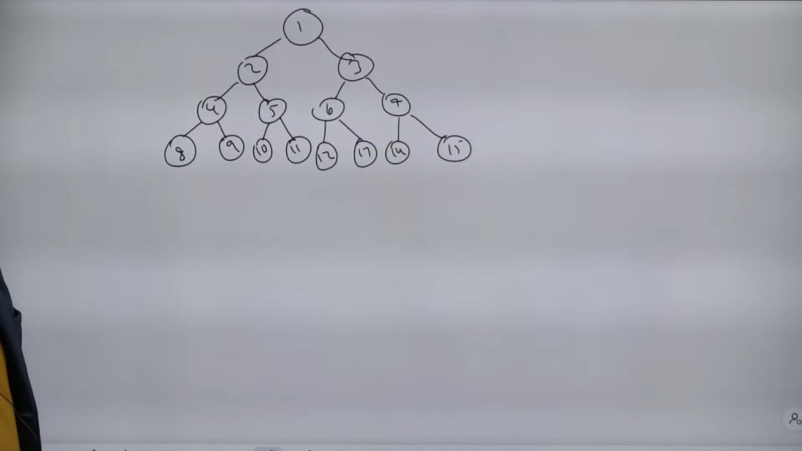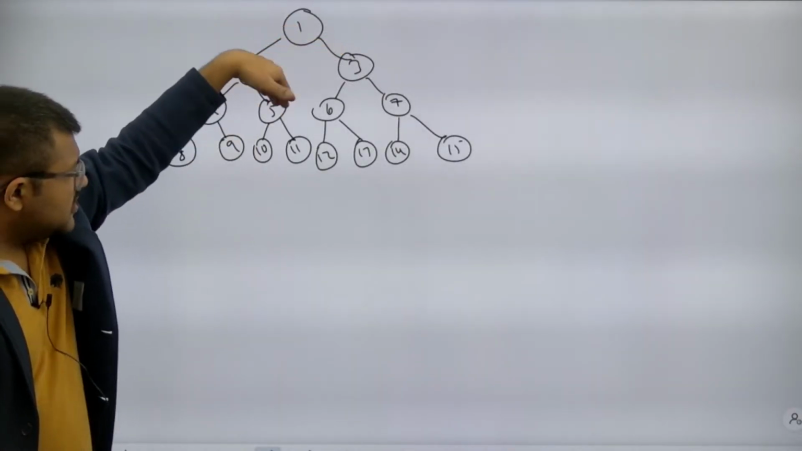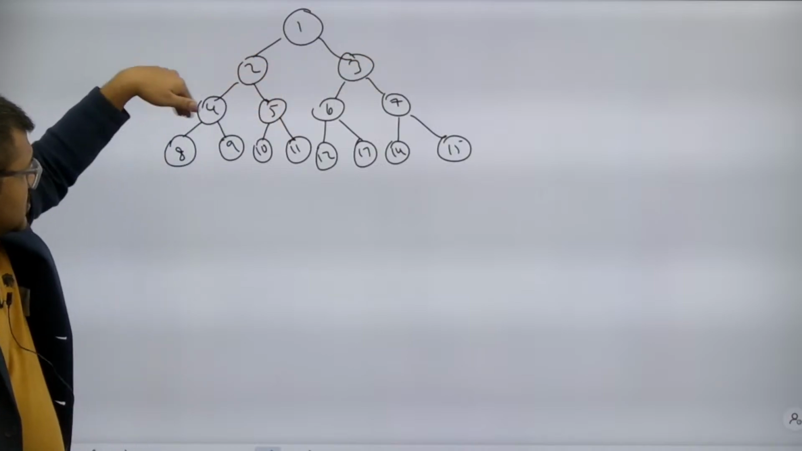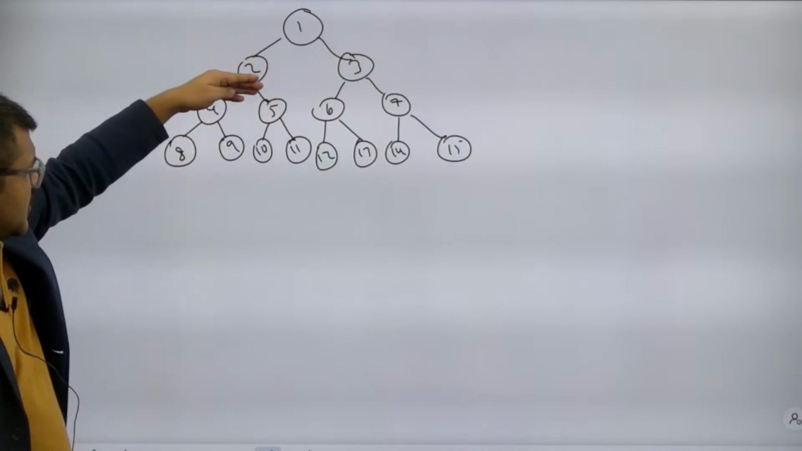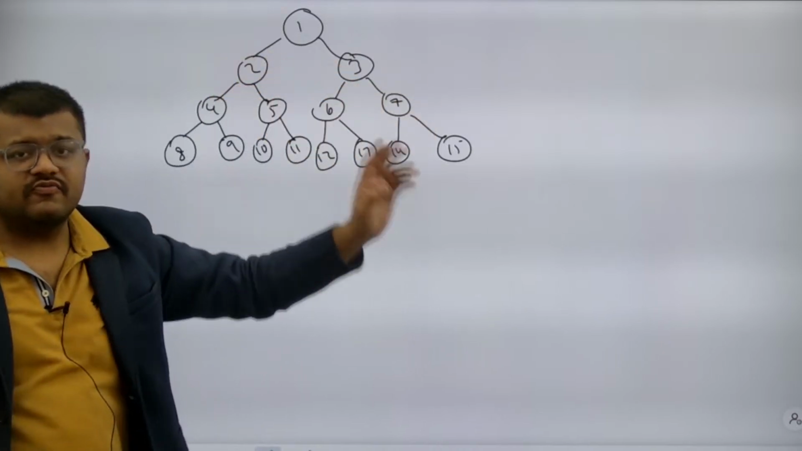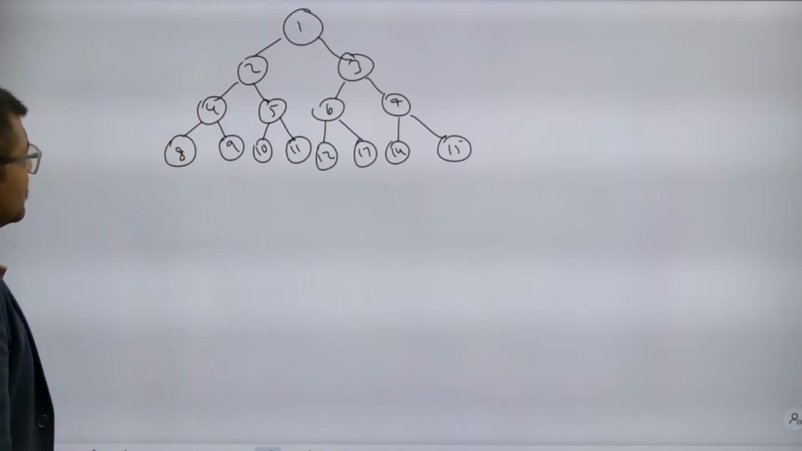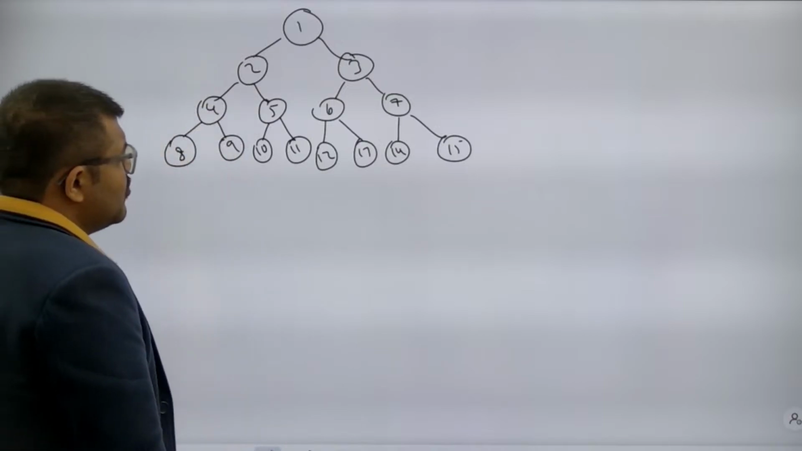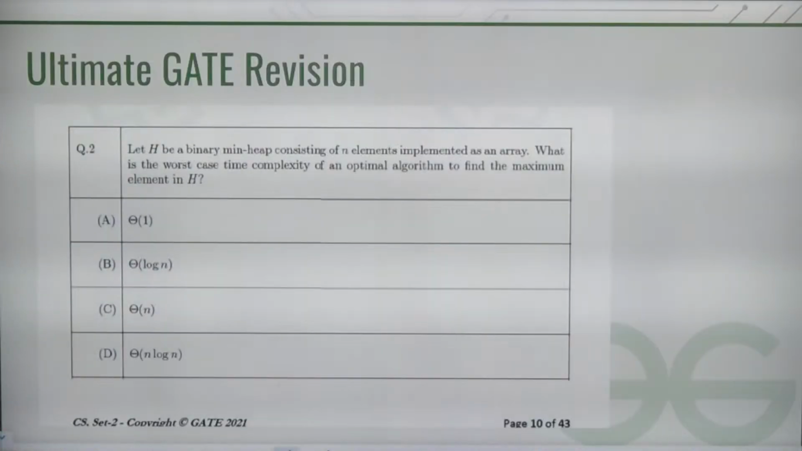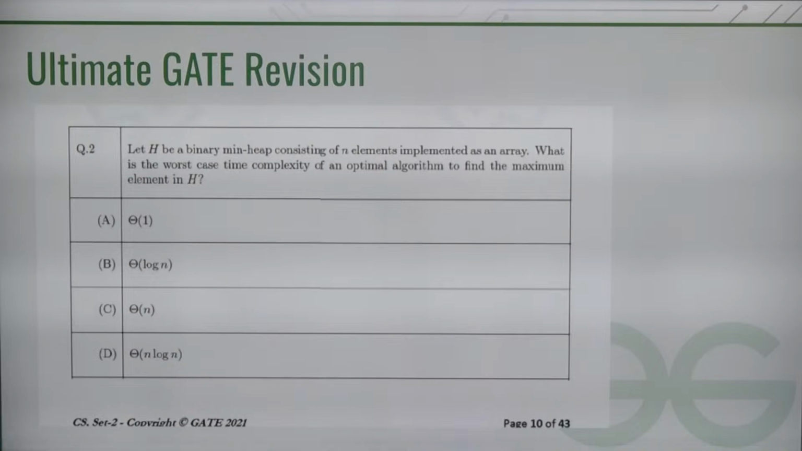The root node has a value less than all the children. 1 is less than 2 and 3, 3 is less than 6 and 7, 2 is less than 4 and 5, 4 is less than 8 and 9, 5 is less than 10 and 11, 6 is less than 12 and 13, 7 is less than 14 and 15. Okay. Now they are asking what is the worst case time complexity to find the maximum element.